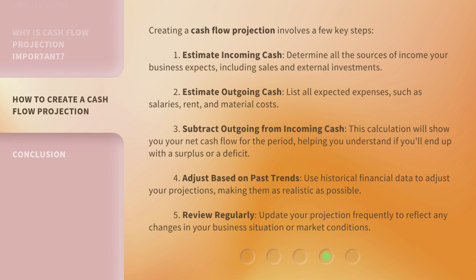Creating a cash flow projection involves a few key steps. 1. Estimate incoming cash. Determine all the sources of income your business expects, including sales and external investments. 2. Estimate outgoing cash. List all expected expenses, such as salaries, rent, and material costs. 3. Subtract outgoing from incoming cash. This calculation will show you your net cash flow for the period, helping you understand if you'll end up with a surplus or a deficit.